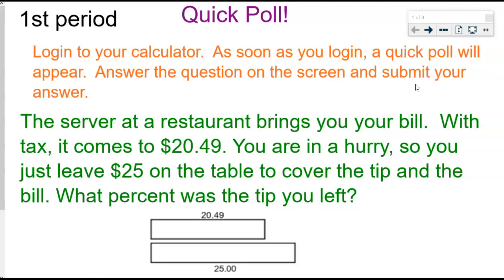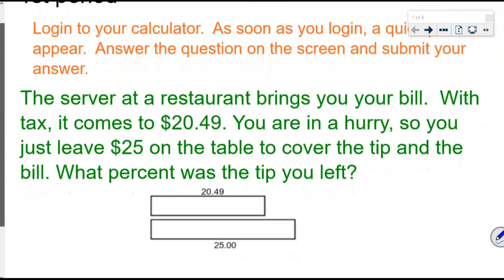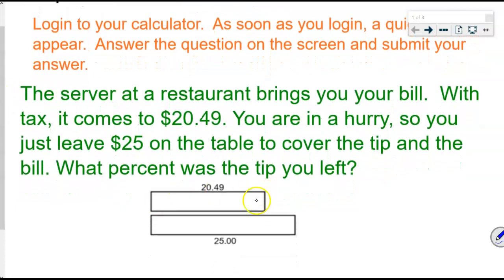You're in a hurry though, and so instead of waiting for the bill to come back and then leaving the tip and everything else, you just leave $25 on the table knowing that the extra is going to be the tip. So the question is saying, what percent was the tip that you left? This model helps. And fun fact, on your test, you are going to be expected to draw some models. They don't have to be super detailed, but just something kind of like this, where we can see this is how much the meal cost, but this amount that we left is longer.